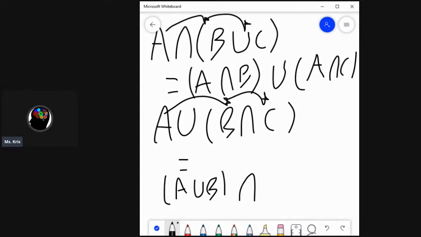B is intersecting with the union of A and C. And what that simply means is the union of A, the common set between the union of A and the union of B. Also, with the intersection over union, all that means is taking all the elements of the intersection of A and B and all the elements of the intersection of A and C and putting them all together.